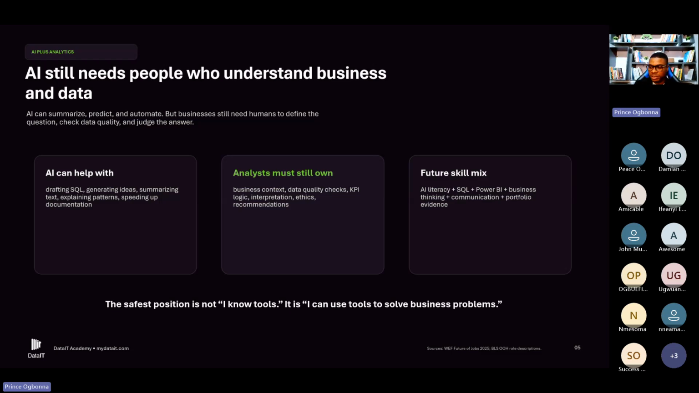Even if you are in the UK, if you're in the US, right? Regardless of where you are, if you understand the business, you know the data, how to handle data, and you know how to prompt AI, you have all the tools with you. So replacing you will be very, very hard. So AI can summarize, predict, and automate, but business still needs humans to define the question.